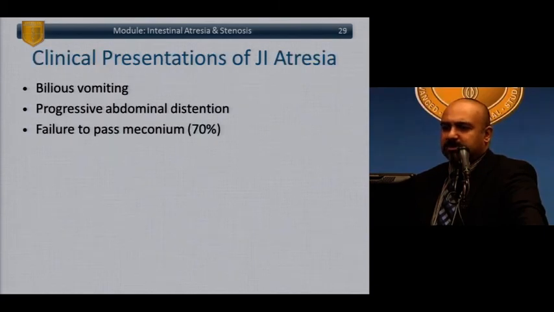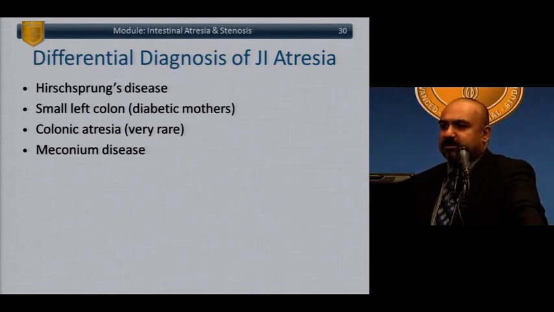Clinical presentation is bilious emesis and progressive abdominal distension. So this is going to be distal to the ligament of Treitz. You're going to get abdominal distension, and failure to pass meconium in about 70% of patients, which also means 30% of the patients can still pass meconium. So it means the atresias may have formed later in development, after meconium has passed through it.